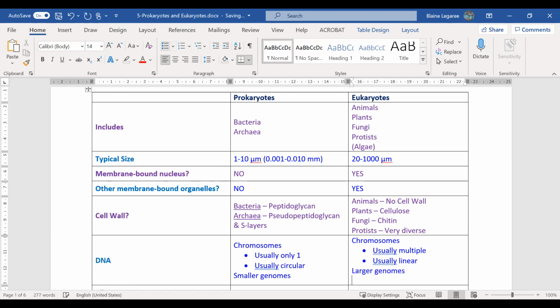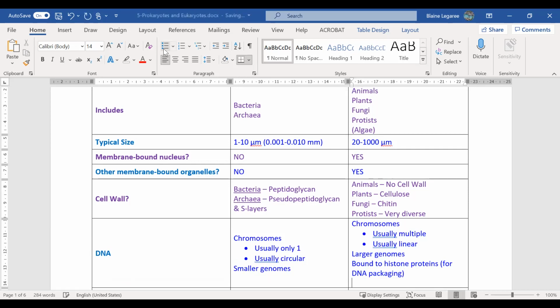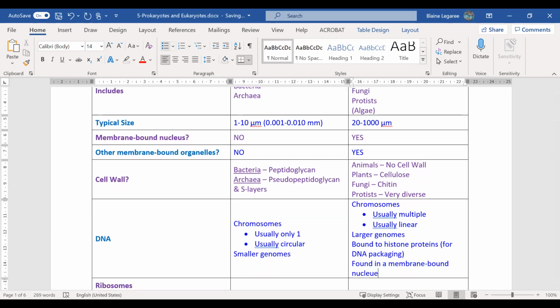And one more thing that I want to say about the DNA is that the DNA is bound to histone proteins. And we're going to talk a little bit about histone proteins later on in the course, but these are proteins that are basically there to package the DNA because there's so much of it, it just needs a little bit more help to be organized. We could also say that the DNA is found in a membrane-bound nucleus, but we kind of already addressed that. Nucleus, there we go.